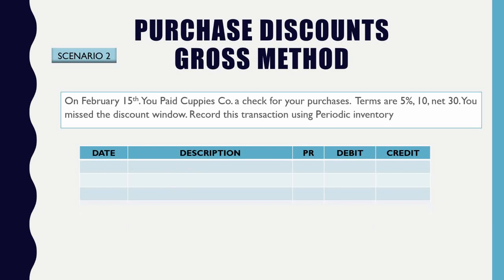Okay. Now, let's say scenario 2. So ignore what happened in the first scenario, and let's say you purchase everything on February 1st. Now, fast forward, it's February 15th, and you decide to pay Cuppy's Co. for your purchases. Terms were 5% 10, net 30. In this case, I missed my discount due date, which I figured out to be February 11. So I already missed it because I'm paying them on February 15.